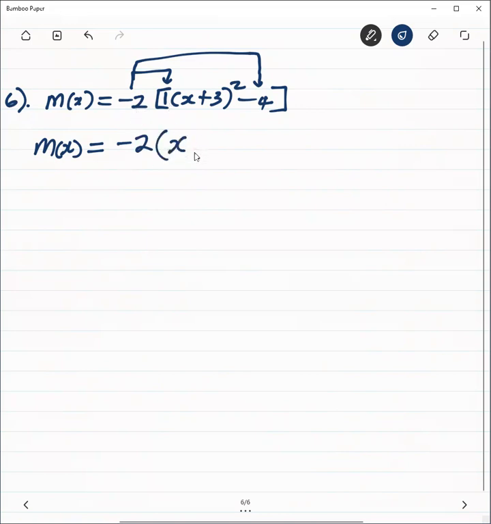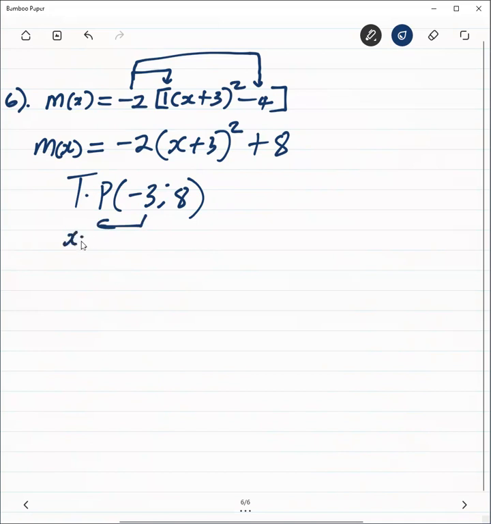Then when I have (x plus 3) squared and then plus 8. Because -2 times -4 is +8. Then we can all see that our TP is going to be (-3, 8). Remember, the inside changes the sign and the outside does not. Right? And then we're going to have this now. This is the axis of symmetry, which is x equals -3, right?